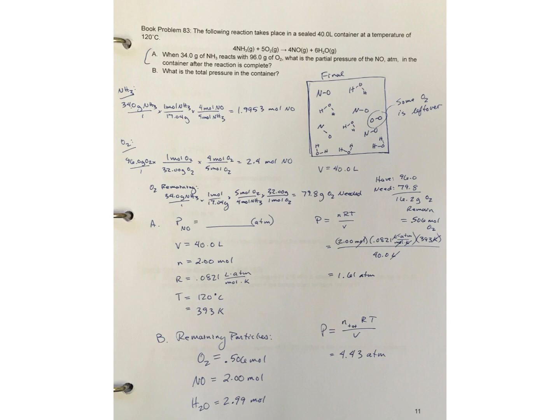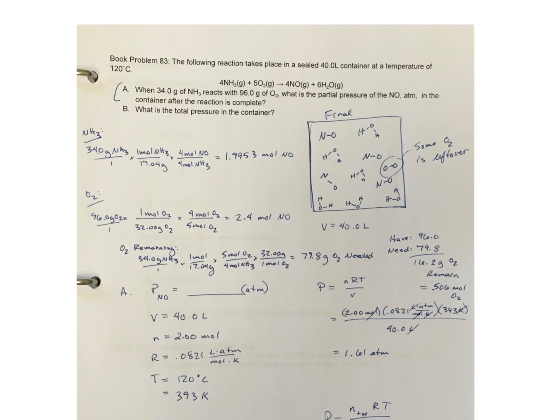This final question in the packet is an excellent question for combining a whole bunch of concepts. It's no longer question 83 in the book, and in future versions, it probably will not be question 83 either. However, if this is the equation we're using, and here are the amounts, it asks for the partial pressure of this chemical.